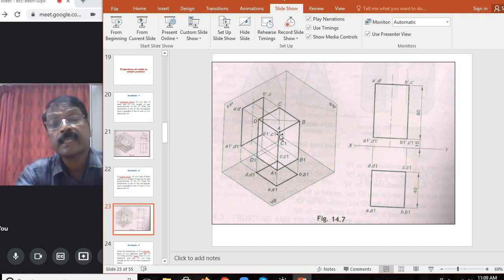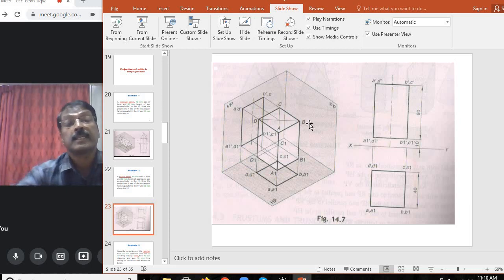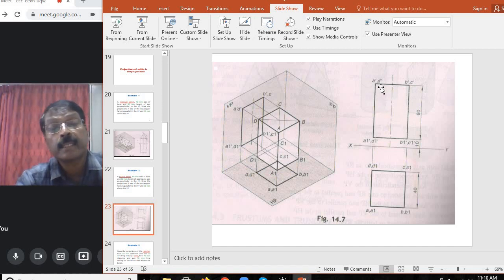For this rectangle, the names given are top edge capital A, capital B, and bottom A1, B1. Similarly, on the back side it is C1, D1 for the bottom base. So in the front view we can see only this rectangle A, B, A1, B1. For representing this front view we consider A dash, B dash, A1 dash, B1 dash. So this is the front face.